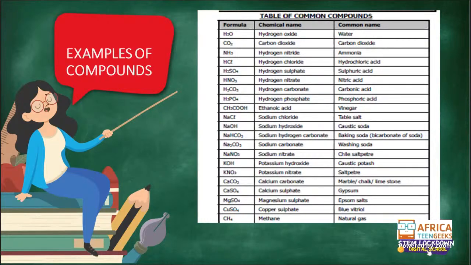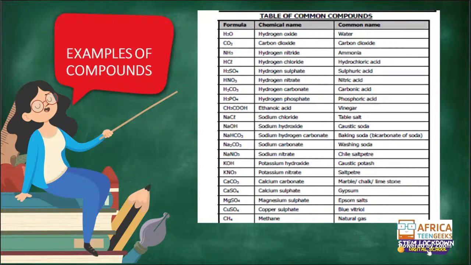Now let's look at sodium hydroxide, NaOH. The chemical name is sodium hydroxide, and the common name is caustic soda. Now let's look at NaHCO3, sodium hydrogen carbonate, and the common name is baking soda or bicarbonate of soda. You remember when they are going to prepare cakes, what they do is that they will have to add baking soda. All right. The rest I will leave to you so that you can just go through.